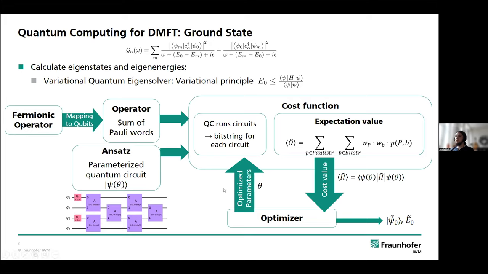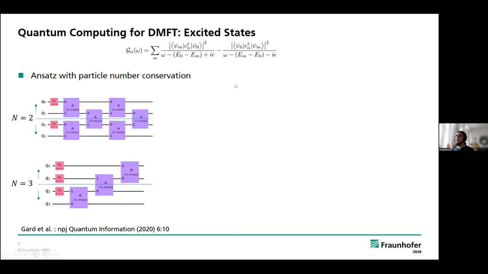Now, with this setup, we only get the lowest energetic state. But due to the Lehmann representation, we also need states which have an additional particle in comparison to the ground state, but also all excited states with an additional particle, as well as all excited states with a removed particle. For getting all states with an additional particle or a removed particle, we can use an Ansatz which has particle number conservation. Here I show as an example a quantum circuit with so-called A gates, which conserve the particle number in the whole system.